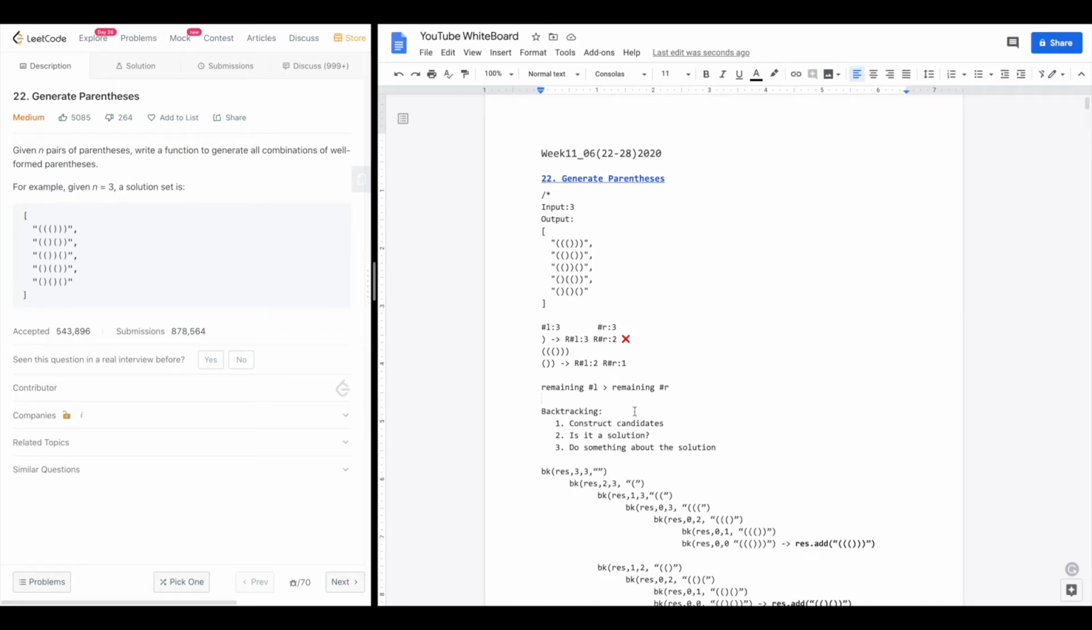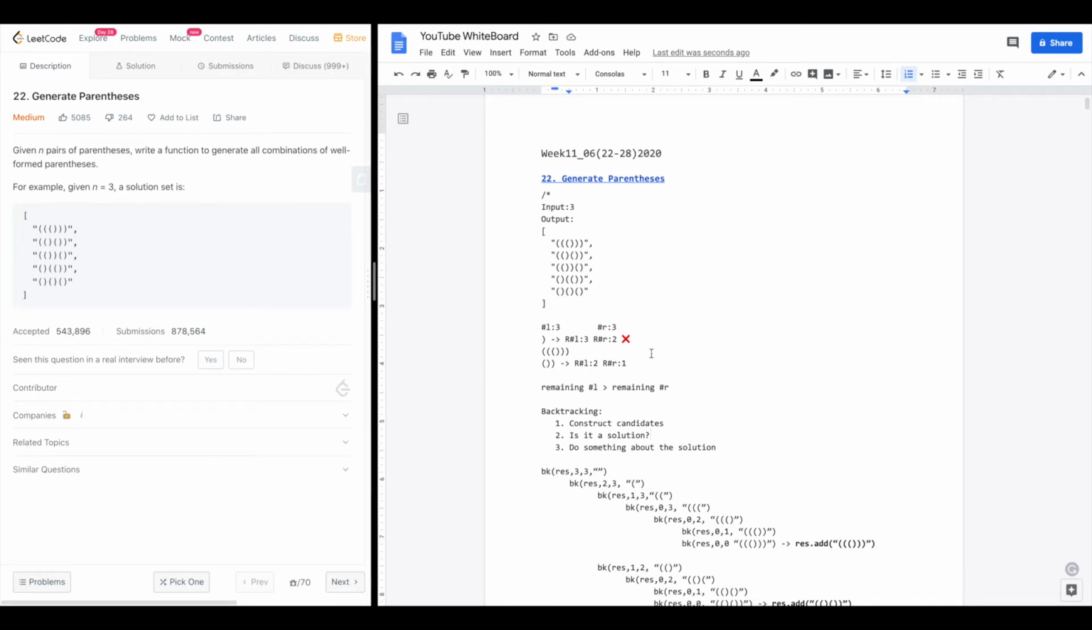For backtracking, I literally have three hints. The first one is construct the candidates. What does this mean? For each backtracking step, you need to construct your own candidates for the next backtracking step. And there are conditions. The second is whether it's a solution.